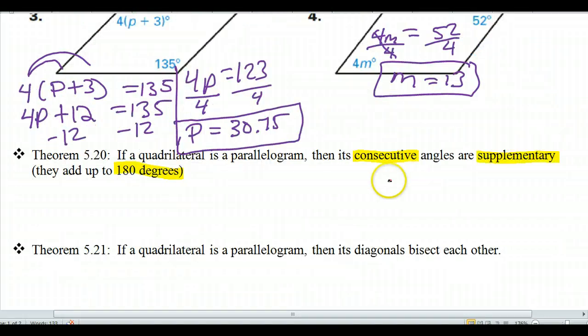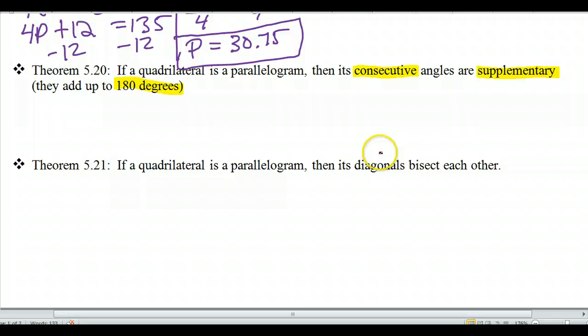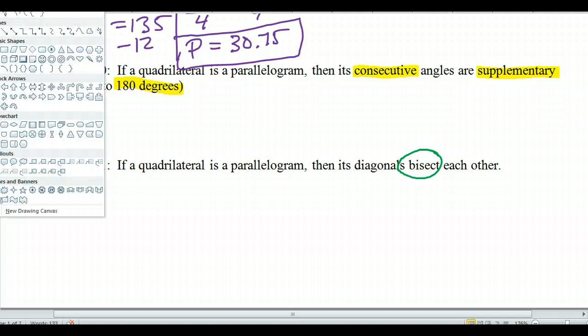Okay, so angles that are right next to each other add up to 180 degrees. That's what this theorem is saying. Let's see what the other theorem is saying. The diagonals bisect each other. Okay, well that's a bunch of things. You know what, I need new diagrams. I don't want to have to go up every time.